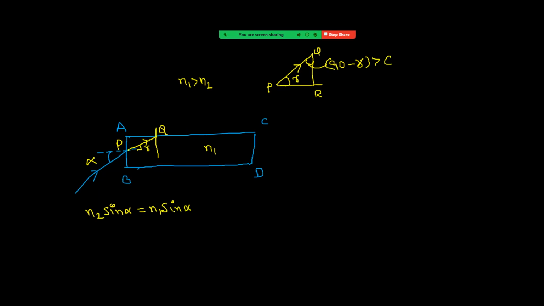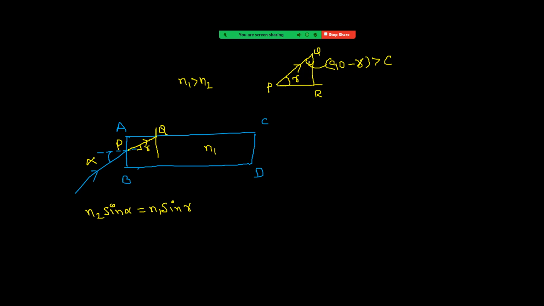Now see carefully. Sorry, this is not alpha. This is R. Right? Now here what I am saying is, if alpha is maximum, R is also maximum, because N1, N2 both are constants. So alpha maximum means R also maximum. When R is maximum, 90 minus R will be minimum. I am repeating. When R is maximum, 90 minus R will be minimum.